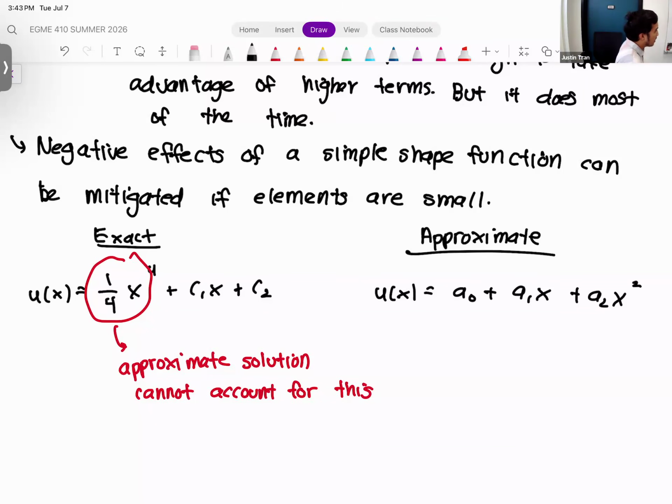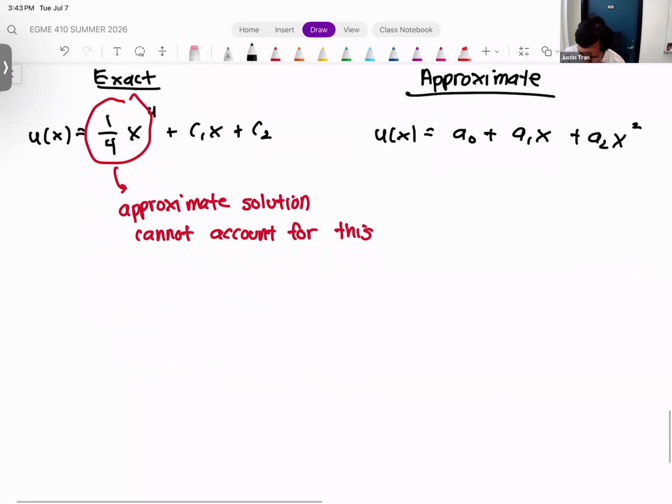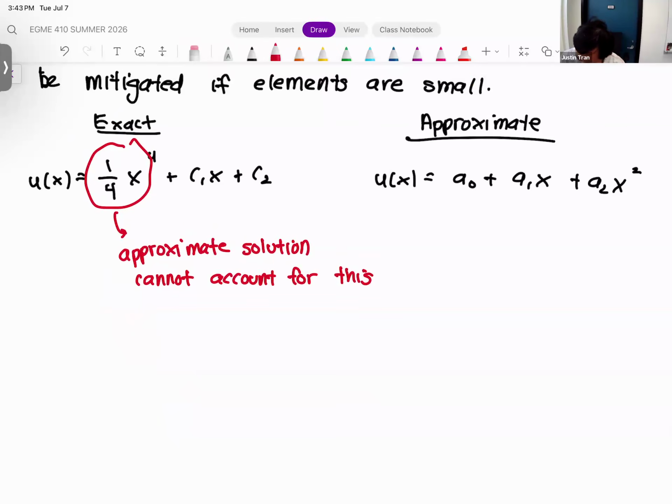So that's one aspect. The other aspect is what span you're going to be performing your approximation on. The best thing that our approximate solution has that can approximate that x to the fourth is our x squared term. X squared is not x to the fourth, but it can imitate x to the fourth over short intervals.